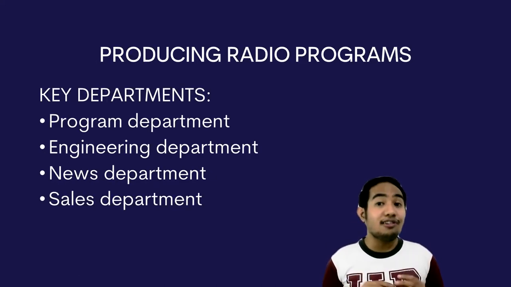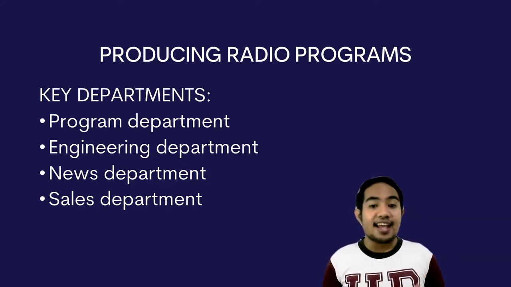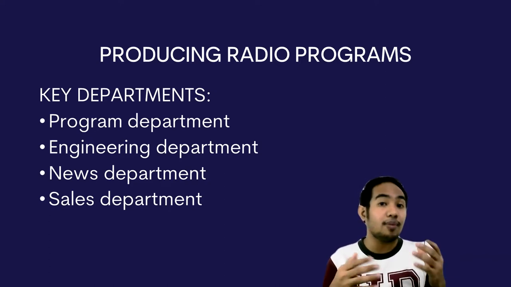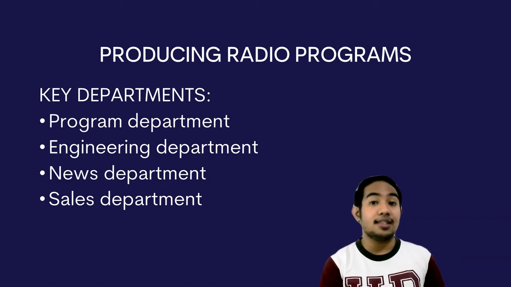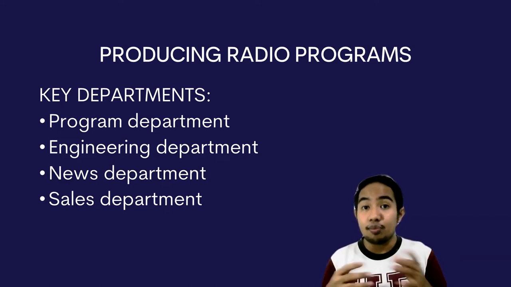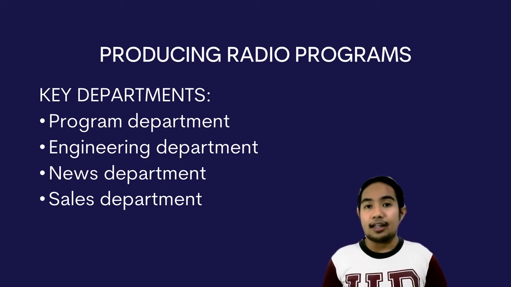So how is a radio program produced? Let us look first at the departments and staff. The department structure of a radio station varies according to its size. The departments include the program department, engineering department, news department, and sales department. Some of these may be merged depending on the employee size of the station. So if the station is small, some of these are composed of only one or two departments, while if the station is big or it's a network station, it can have more than four of these departments.